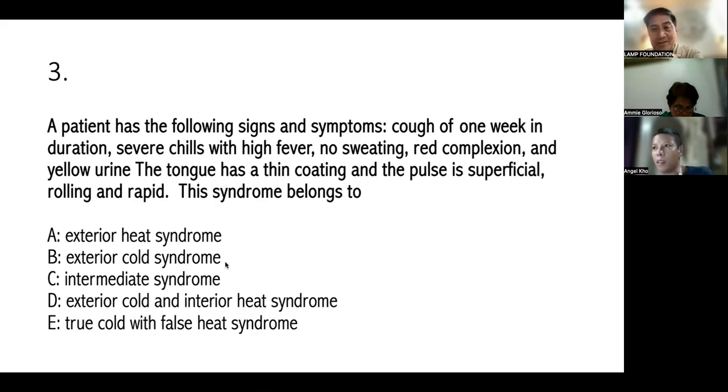Ganun ba yon? Si intermediate syndrome, Doc. Kasi tinan mo, yung pulse niya superficial. Ibig sabihin exterior. But it is rolling and rapid. Yes po. Yung rolling po, may slippery din, parang may damp na po siya, rapid, di ba? Opo, damp and heat. Very good. Damp at may heat, Doc.